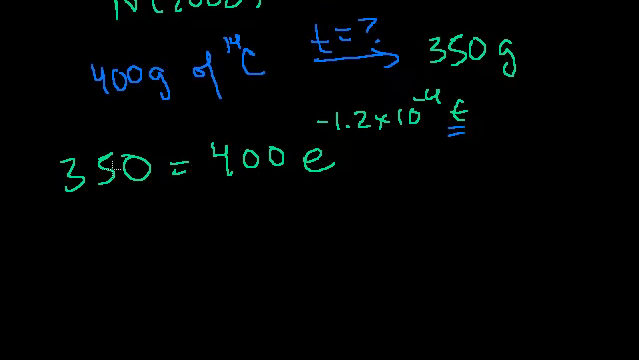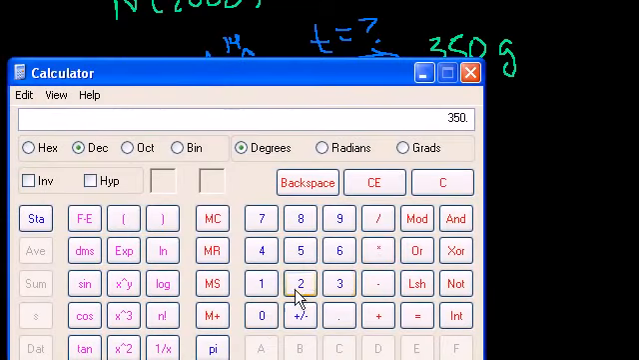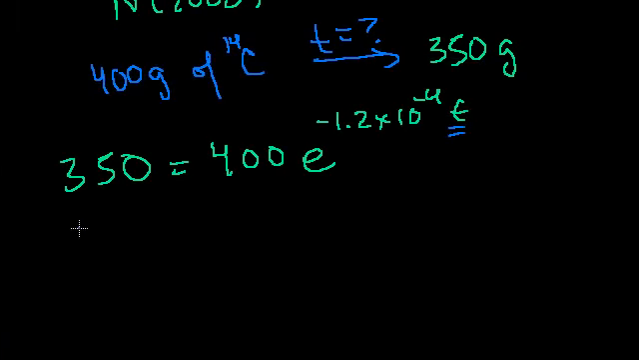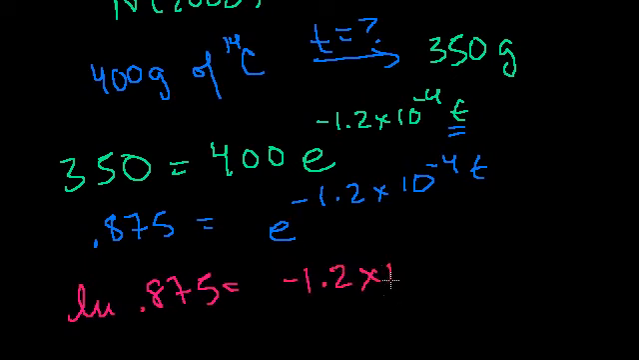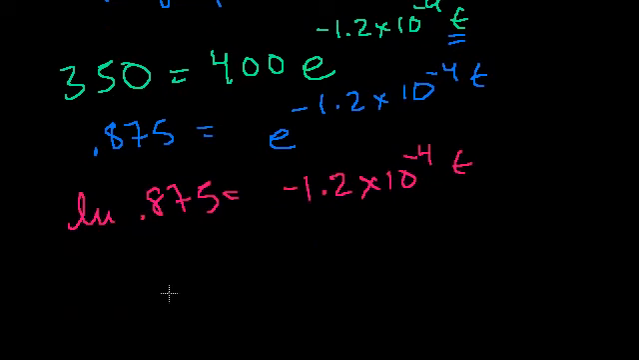How do we do that? Well, we could divide both sides by 400. What's 350 divided by 400? It's 7/8, so 0.875. So you get 0.875 is equal to e to the minus 1.2 times 10 to the minus 4 t. You take the natural log of both sides. The natural log of 0.875 is equal to, the natural log of e to anything is just the anything, so minus 1.2 times 10 to the minus 4 t. And so t is equal to this divided by 1.2 times 10 to the minus 4.